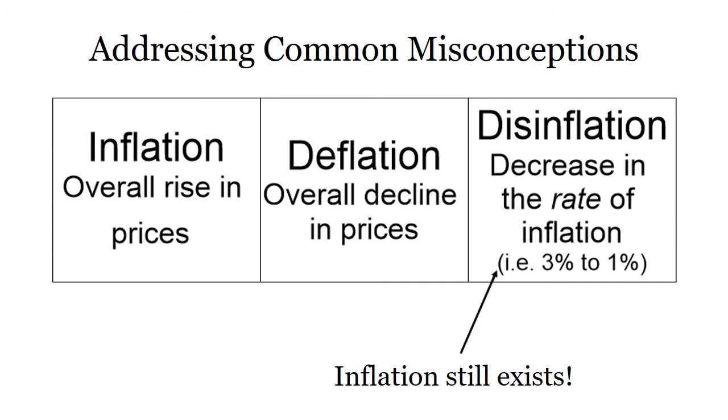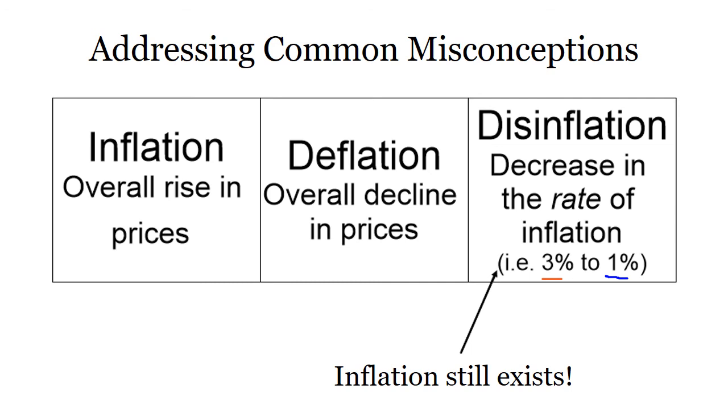So if your inflation rate has been 3% every year, prices are going up 3% this year, they're going up 3% next year, and now we're going to lower the rate of inflation. So now prices are going up 1% this year, going up 1% the next year. So prices are still going up in disinflation. Inflation still exists. In deflation, prices are going down. In disinflation, they're going up, but they're going up less than they were last year.